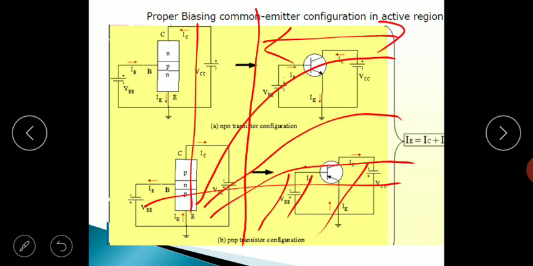Now what do you mean by these three regions? In cutoff region, both the junctions of the transistor will be reverse bias, whereas in this region both the junctions of the transistor are forward bias, whereas this portion where the output current is almost constant with respect to output voltage is called as active region of the transistor. And in this active region, the input junction, that is emitter junction, will be always forward bias, and the output junction, that is collector junction, will be always reverse bias.